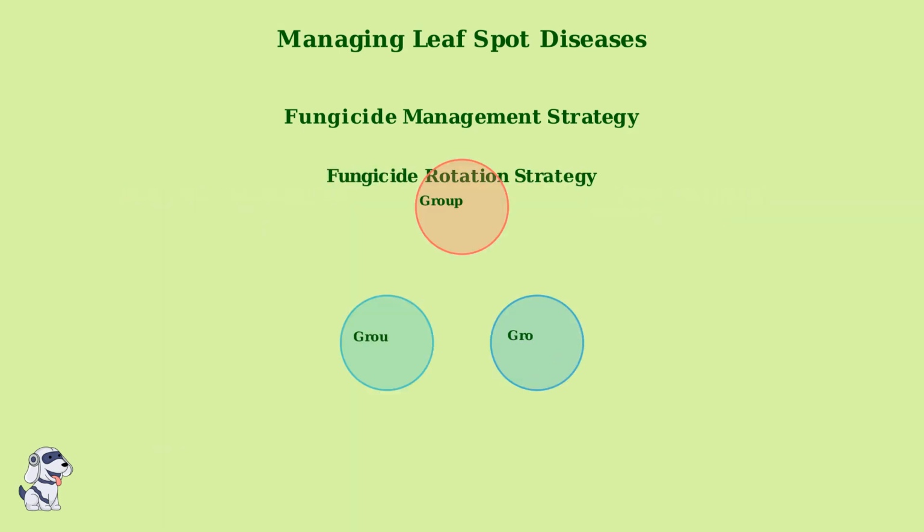Rotate fungicides with different modes of action to prevent resistance development. Use products from different chemical groups in sequence rather than repeatedly applying the same fungicide. This strategy maintains long-term effectiveness of disease control programs. Successful leaf spot management combines cultural practices with strategic fungicide use. Focus on prevention through proper spacing and irrigation, remove infected material promptly, and rotate fungicides to maintain their effectiveness over time.